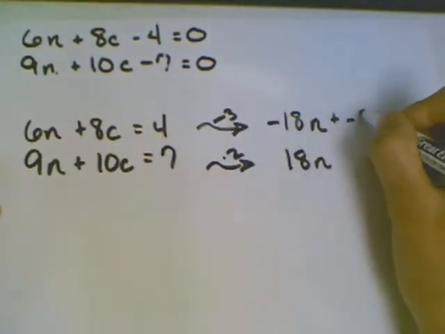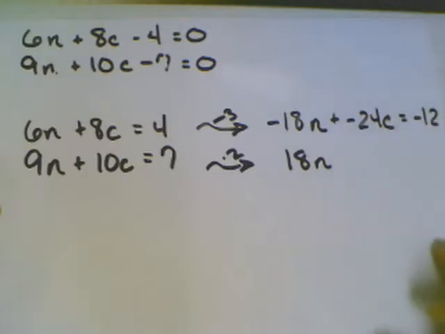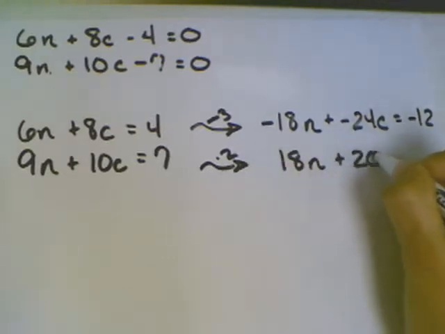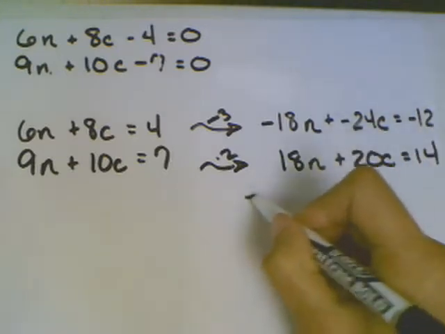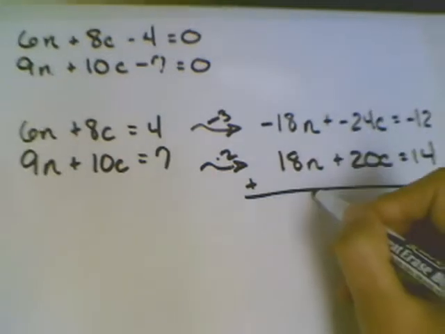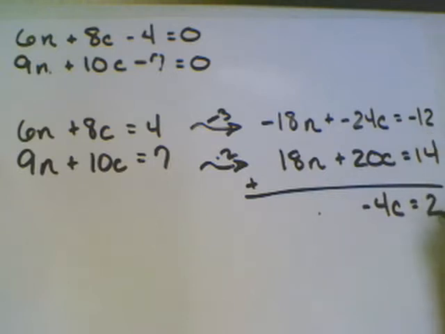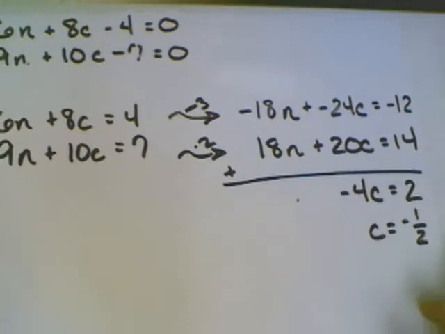So this equation times -3 will have -24c equals -12. This equation by +2 equals 14. Now when I add the two equations together, the n variable goes away. I'm left with -4c equals +2. Divide by -4 and c is -1/2.